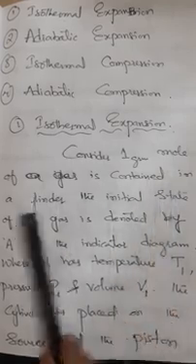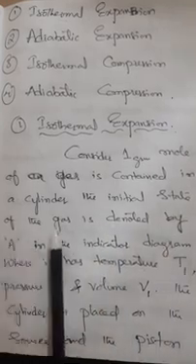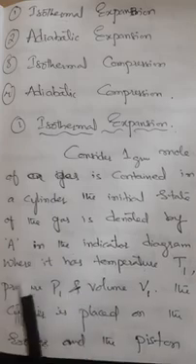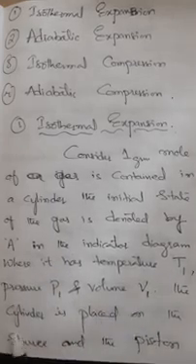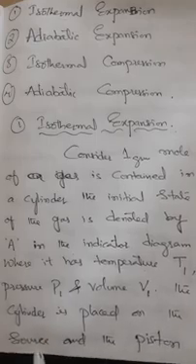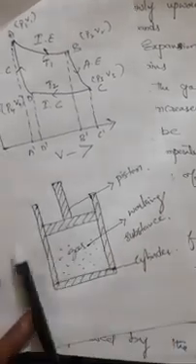So consider 1 gram mole of an ideal gas contained in a cylinder. The initial state of the gas is denoted by A in the indicator diagram, where it has temperature T1, pressure P1, and volume V1. The cylinder is placed on the source and the piston is moved slowly in the upward direction, isothermally.